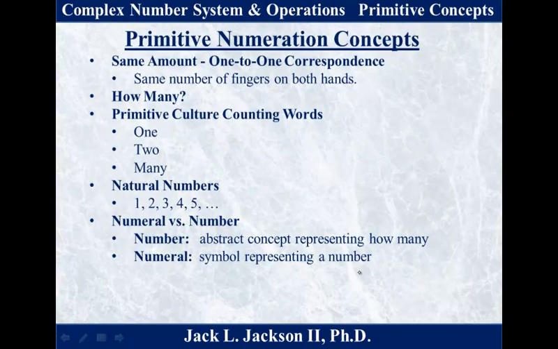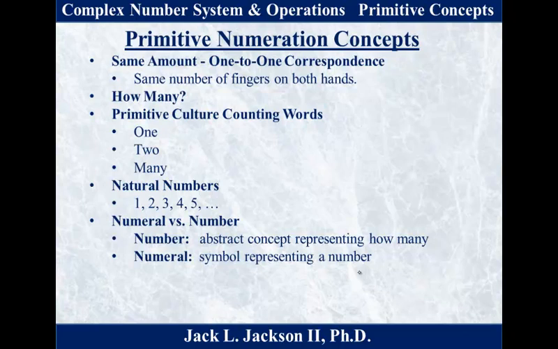So if we start at the very beginning, probably the most primitive concept of number is the idea that two things will have the same amount. Today we might use the term a one-to-one correspondence. Of course, they probably wouldn't have used that term back in the prehistoric days, but this idea that two things had the same number, for example, that you have the same number of fingers on both hands, that you can match them up one-to-one. And of course, what we're doing here is we're trying to figure out how many fingers do we have, how many objects do we have.